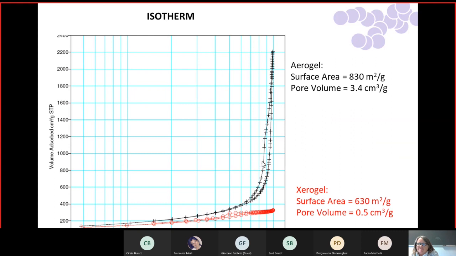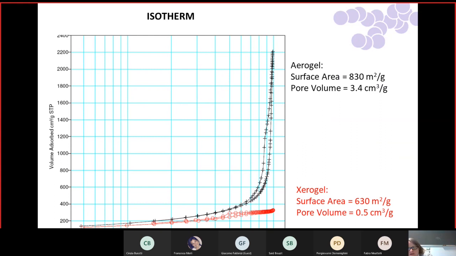So the surface area information, you look down here, it's related to the slope, right? The aerogel has a surface area, in this case, of about 830 meters squared per gram. The xerogel, still pretty high. It's a high surface area, but lower, and you can see the lower slope here. So the pore volume of the aerogel, based on this analysis, and I'll show you the BJH results in a second, was 3.4 centimeters cubed per gram. But for the xerogel, it is only 0.5 centimeters cubed per gram.